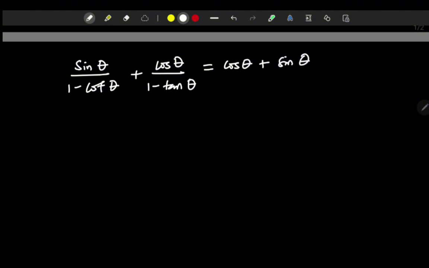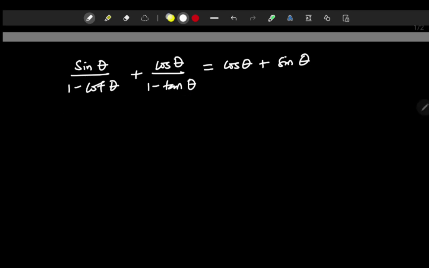Alright, here we have the second one. Sine theta over 1 minus cot theta plus cos theta over 1 minus tan theta equals cos theta plus sine theta.